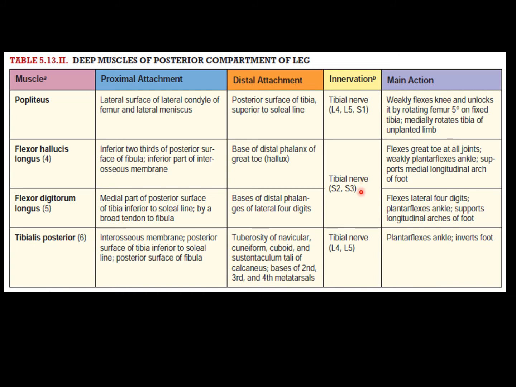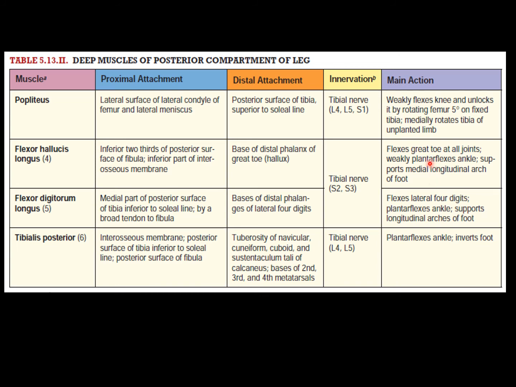Nerve supply is the same tibial nerve with the root value of S2 and S3, and it flexes the great toe at all the joints where it is passing. Along with that, it helps in plantar flexion because it is also crossing the ankle joint, and it also supports an arch which is present in the foot, known as the medial longitudinal arch. The support of the medial longitudinal arch we will discuss in detail in our upcoming lecture on arches of the foot. So just memorize that it helps in supporting the medial longitudinal arch because it is crossing the ankle joint.